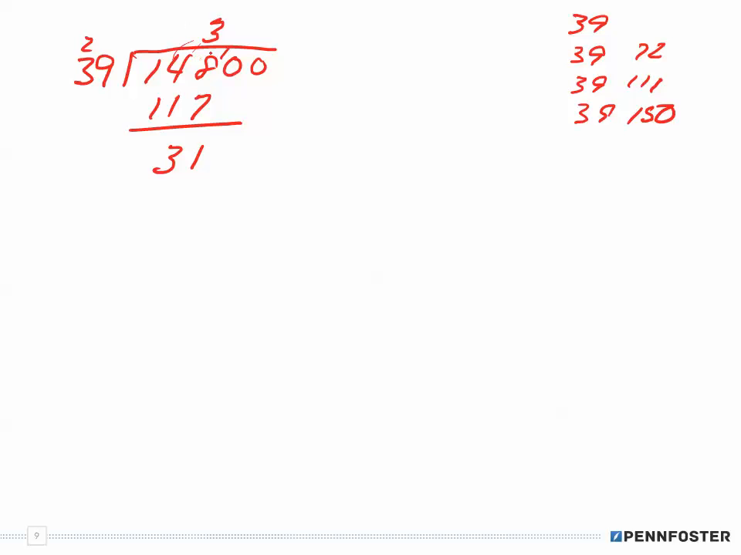If I had put 2, right, then that number would have been greater than 39, which means I would have had to increase it. All right, so I'm at a remainder of 31.